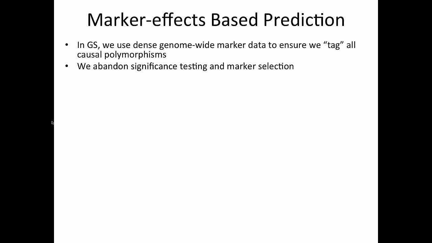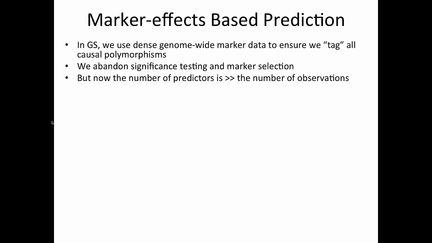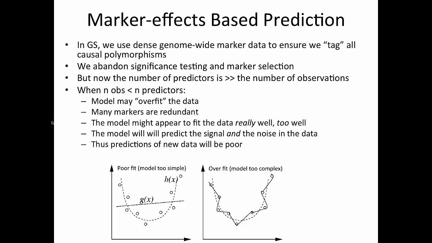So no more significance testing. Instead, we now have a statistical problem where we have a lot more predictors that we're trying to use than we have observations. One way to think about that problem is we don't have enough degrees of freedom to properly estimate the effects of each of the markers. And I want to try to illustrate another way to consider that.